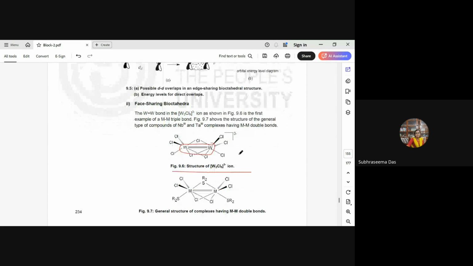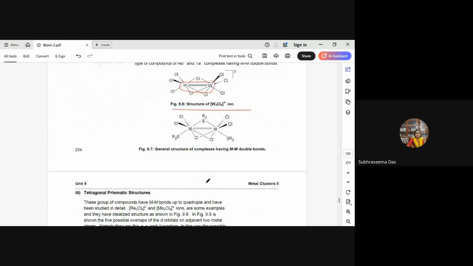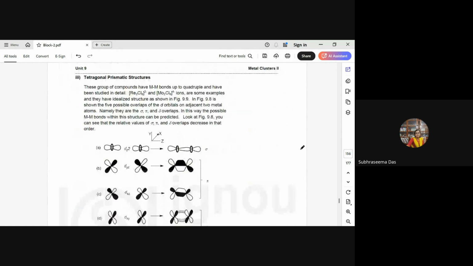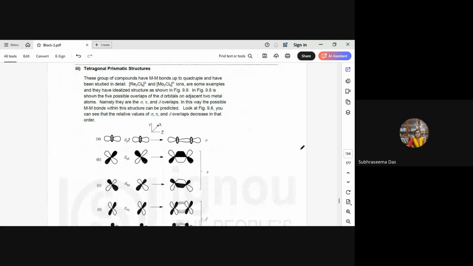Figure 9.7 shows the structure of the general type of compounds of niobium and tantalum having M-M double bonds. Then tetragonal prismatic structures. This group of compounds has M-M bonds up to quadruple, and they have been studied in detail, that is Re2Cl8 and Mo2Cl8. These are some of the most common examples having tetragonal prismatic structures.